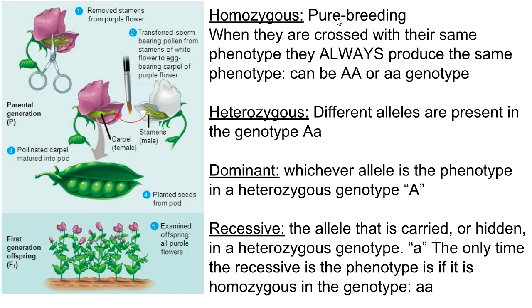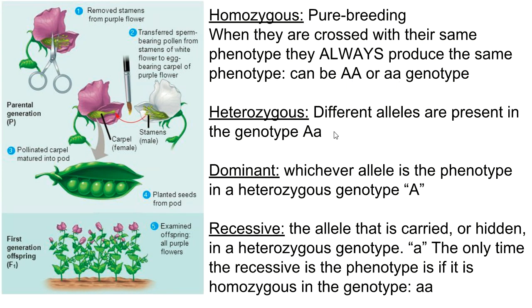When they're crossed, they always get the same phenotype as the original phenotype. And we abbreviate that homozygous genotype as like big A, or little a. So both alleles in both chromosomes for that trait are the same allele. So it's big A, or little a.